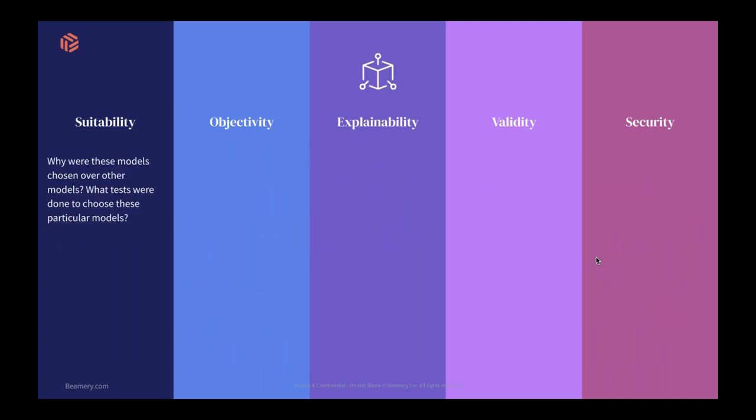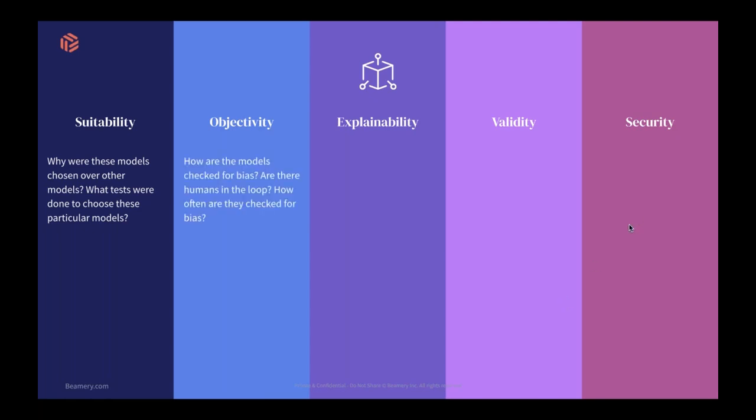So within models, one of the questions you might ask is, why were these models chosen over other models? What tests were done to choose these particular models? Again, this gets to the heart of why someone is choosing to go down the AI route versus other ones, and whether they're keeping things as simple and explainable as possible, or whether things are getting more and more complicated, and unnecessarily so. It drives home the maturity of the organization, and choosing the most valuable model as opposed to the most complicated model.